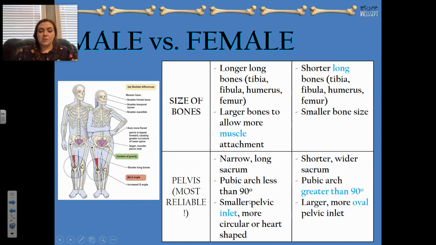Okay. Smaller pelvic inlet, more circular or heart shape. So the inlet is when I look down at a pelvis. If I could see this circle part in here, this circle is going to be much smaller in a male, bigger in a woman, and more circular or heart shaped like that. So it's usually more heart shaped, which is cute. And then for a woman, it's going to be larger and more oval shaped. For obvious reasons, women go through childbirth or can go through childbirth, so it has to have a much bigger opening.